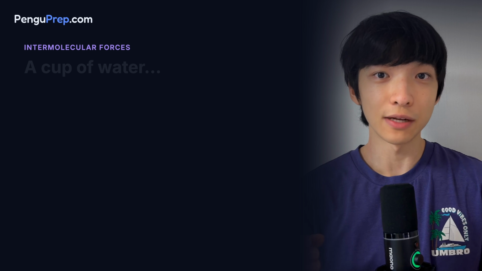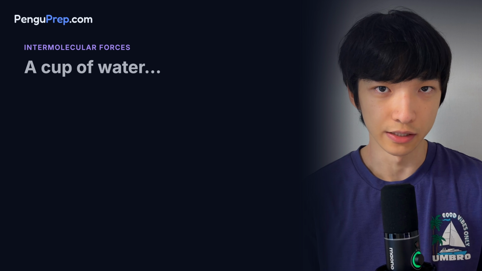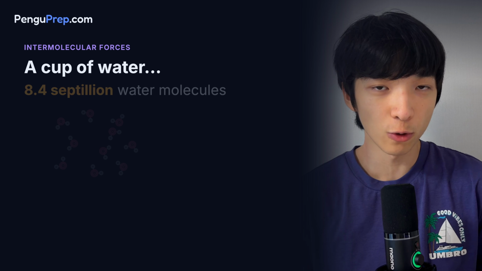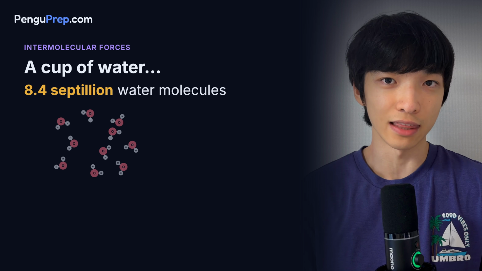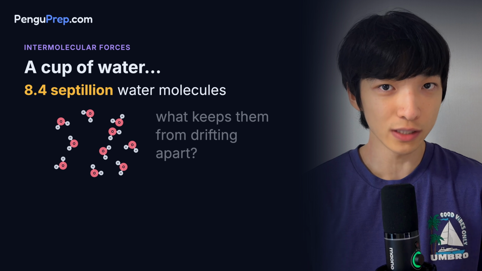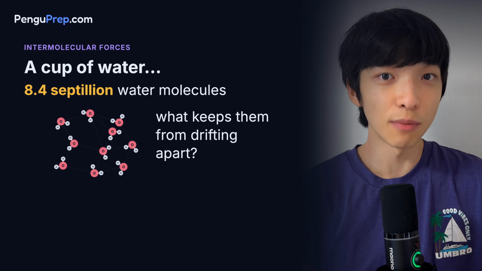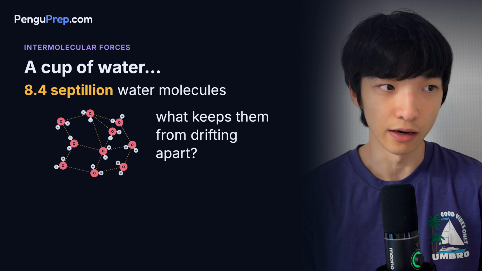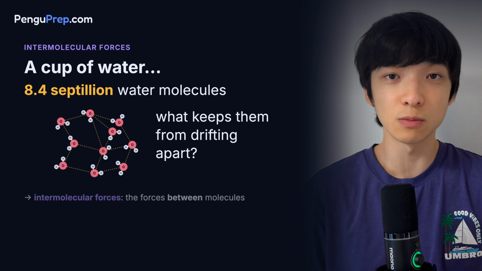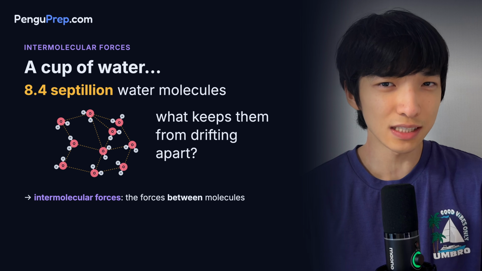Now, I want you to think about a cup of water, 250 milliliters. There are 8.4 septillion water molecules in that thing. So why are they not drifting away? What's keeping them together? Intermolecular forces are keeping them together. Intermolecular forces are the forces between molecules. Now, why do these exist?